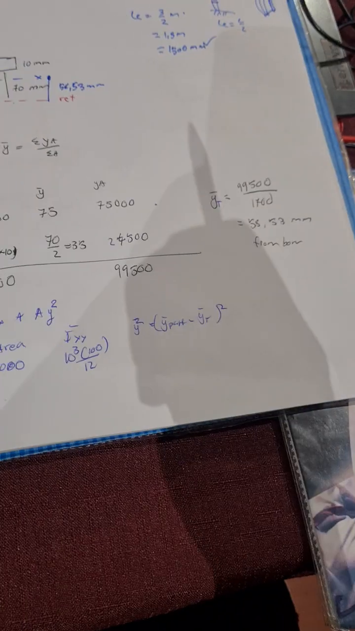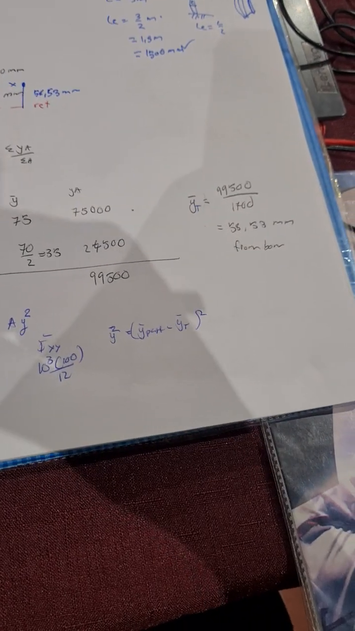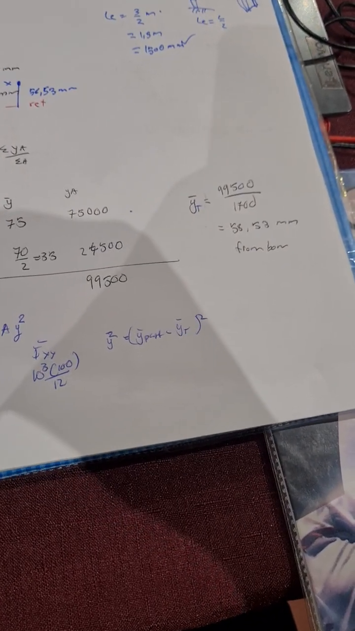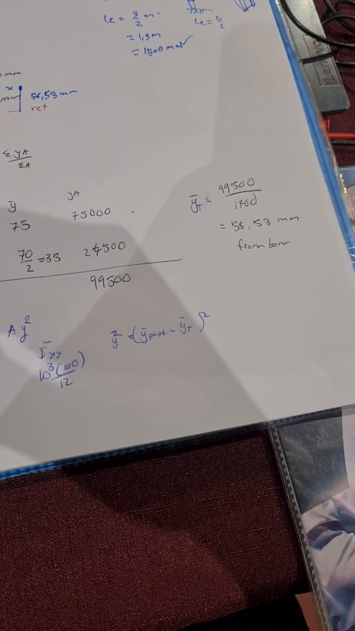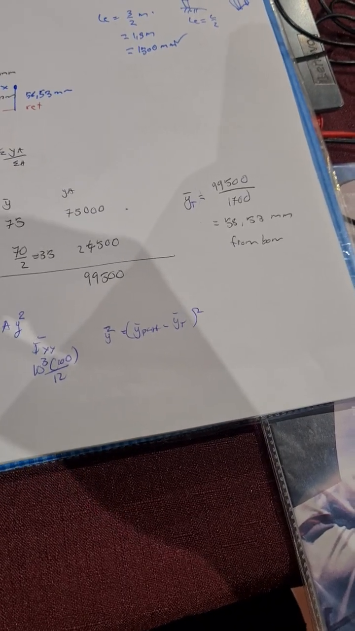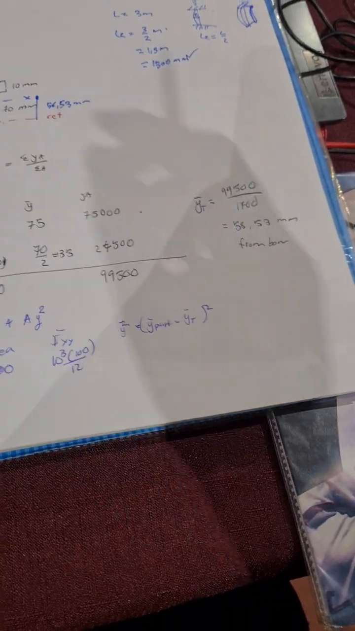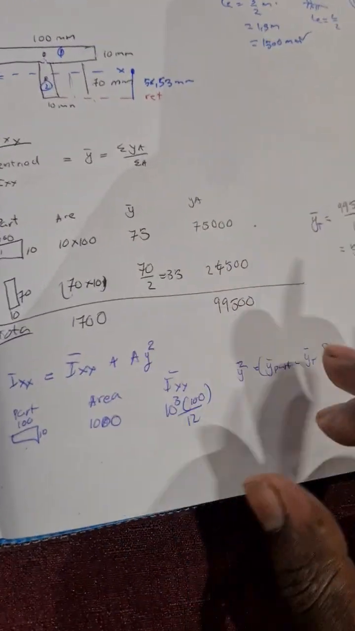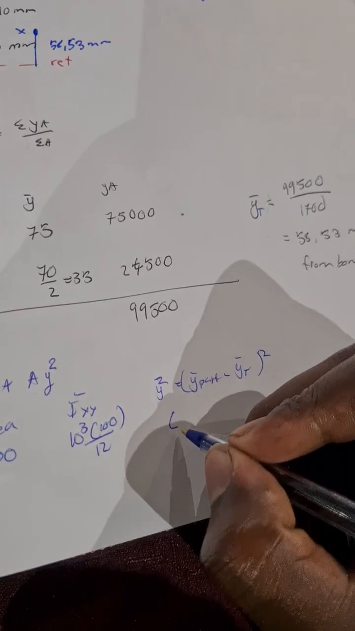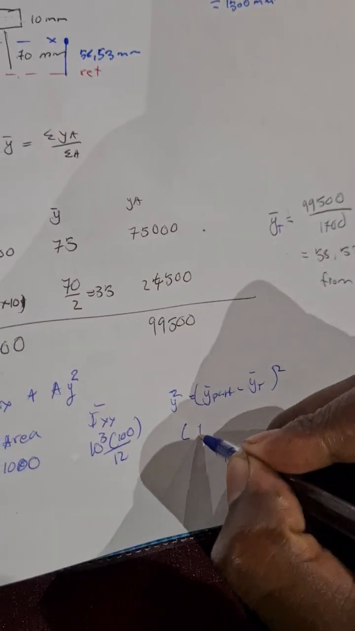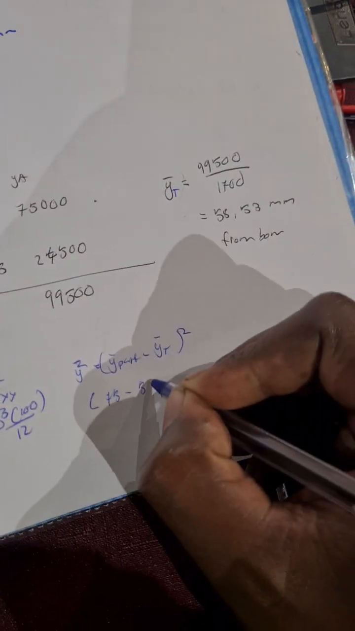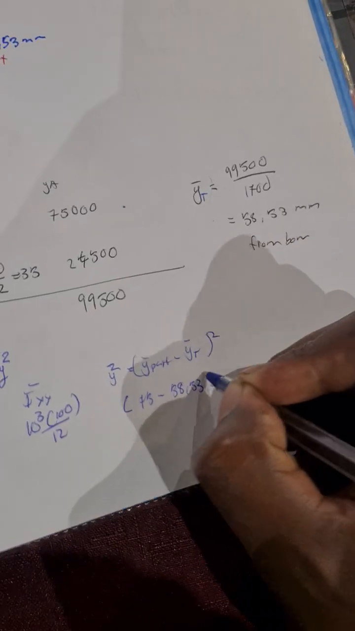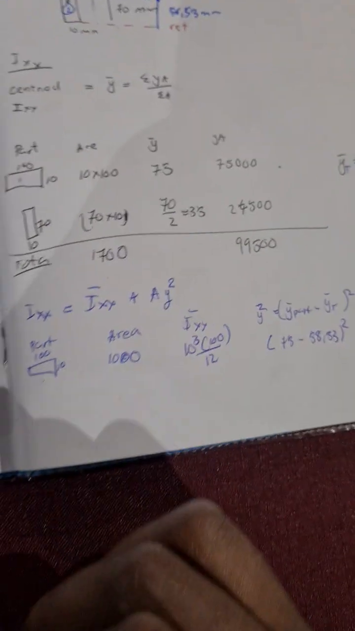I want you to get into the habit of saying y of the part, y total, because we're going to go into the next chapter. Always y of the part minus y total, all squared. So in this case, it's going to be 75 minus 58.53, squared.